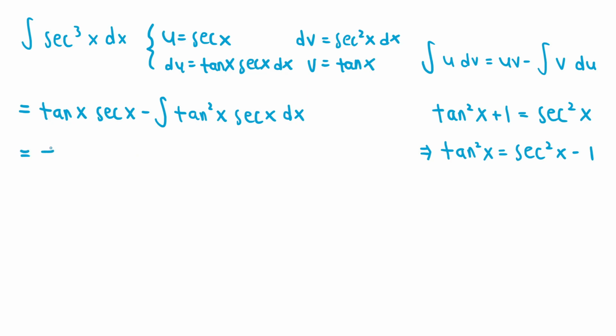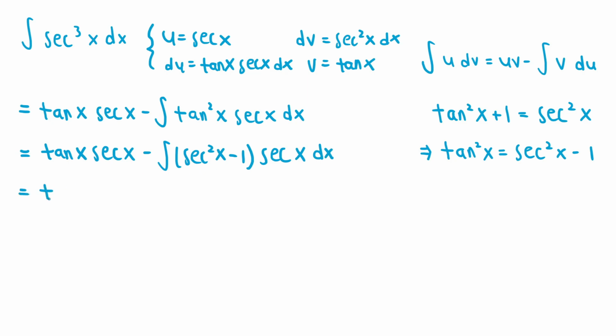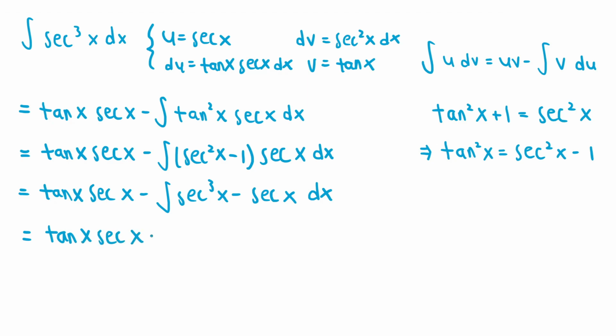We can use this to rewrite the tangent squared of x in the integrand as secant squared of x minus 1, so the integral becomes the integral of secant squared of x minus 1 times secant of x dx. If we distribute the terms in the integrand, then this becomes the integral of secant cubed of x minus secant of x dx. And then if we apply linearity, the expression becomes tangent x secant x minus parentheses the integral of secant cubed of x dx minus the integral of secant of x dx.